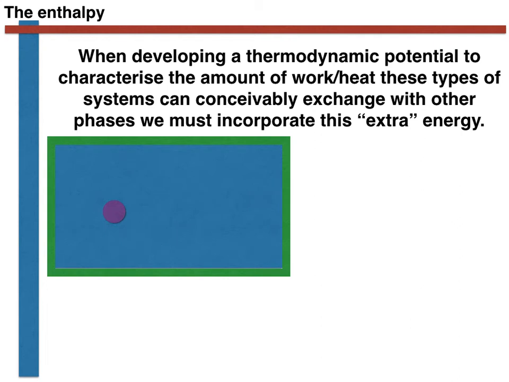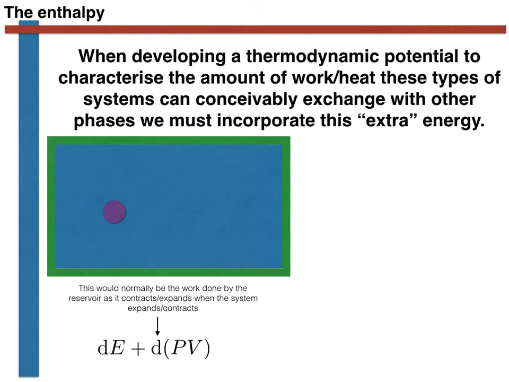To do this, we proceed as follows. Instead of just keeping track of the energy of the system, we keep track of the change in energy plus the change in PV. The second term here is the amount of work the reservoir does when either the pressure of the system or the volume of the system changes.